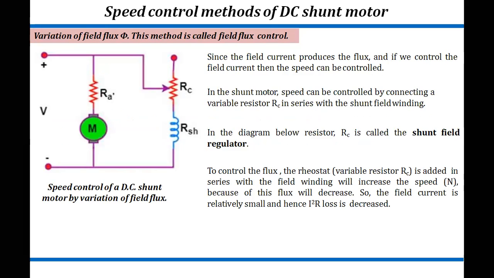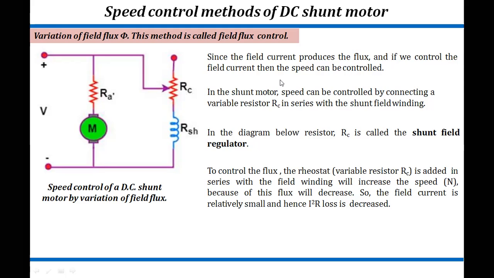So if we are supposed to derive how we can control the speed of a DC shunt motor by controlling the flux, what is the difference in the circuit diagram? You can see the DC motor as it is. We are taking the DC motor and the armature resistance. What we are supposed to do here is control the field flux. That is why we use the rheostat, but in series with the field winding.